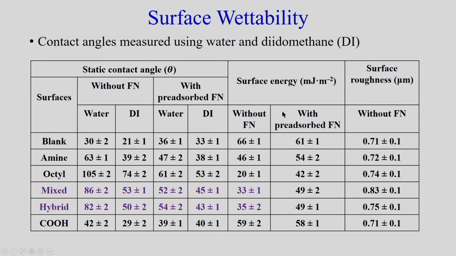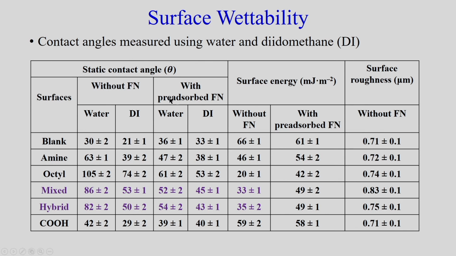If you want to calculate the surface energy, we have to measure the contact angle using two liquids. One was water, the other was diiodomethane, and based on that we calculated the surface energy using the geometric mean method. Here the least surface energy is for the octyl, and the maximum surface energy is for the blank surface, followed by the COOH surface.